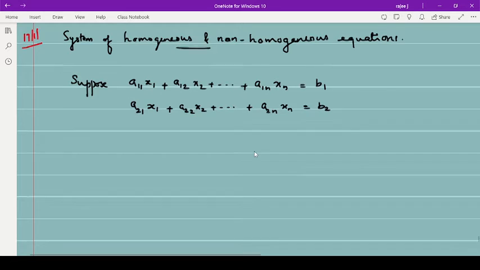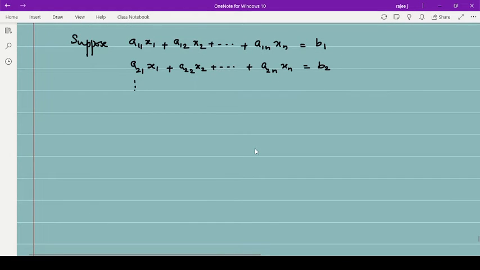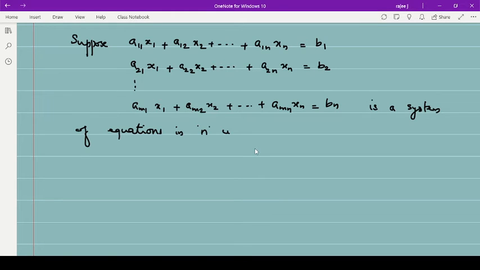Similarly, if I write am1 x1 plus am2 x2 plus etc. plus amn xn equal to say bm, meaning any set of equations like this, then this is a system of equations in n unknowns x1, x2, etc. xn.